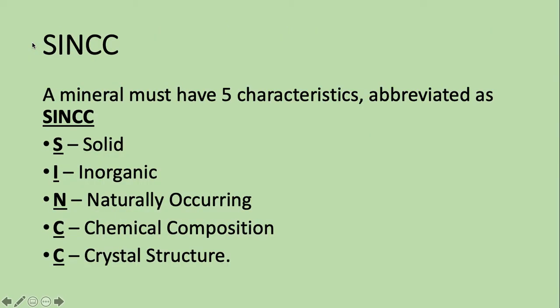ZINCC, Z-I-N-C-C. A mineral must have 5 characteristics abbreviated as ZINCC. It must be solid, inorganic, naturally occurring, with a chemical composition and crystal structure. We'll talk about what each of those means.